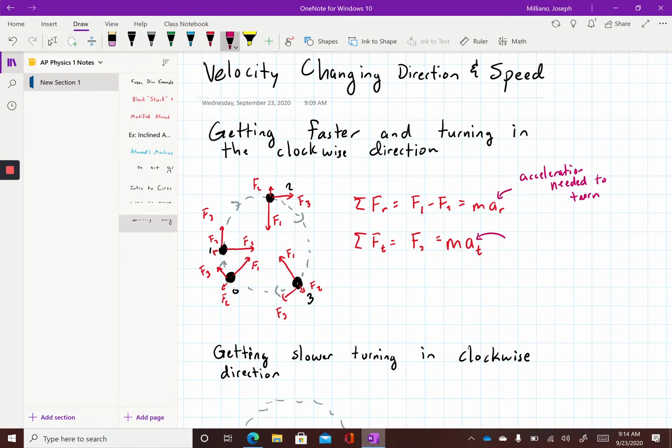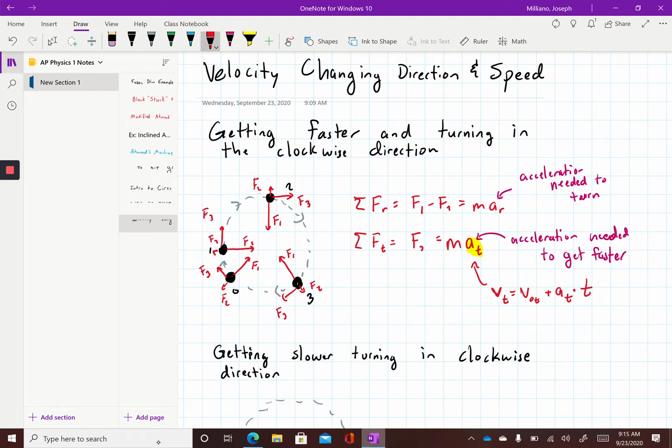And this tangential component is the acceleration needed to get faster. This is the tangential acceleration. This one is the one that you can use your kinematics equations with. So we can use things like your tangential velocity is equal to your initial tangential velocity plus your acceleration in the tangential direction times time.